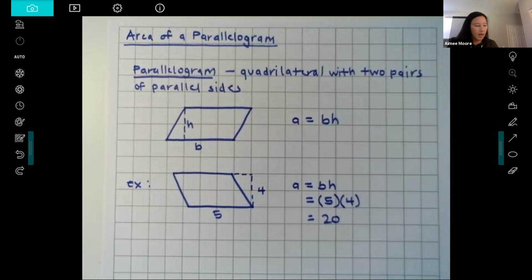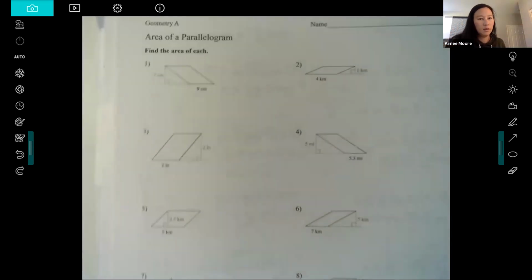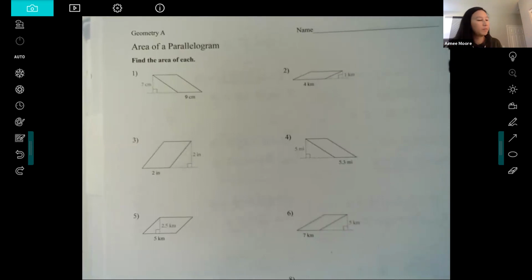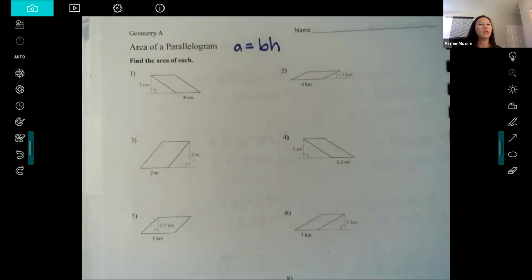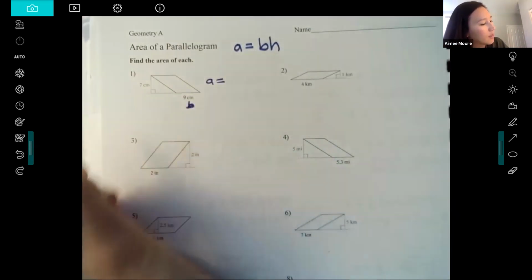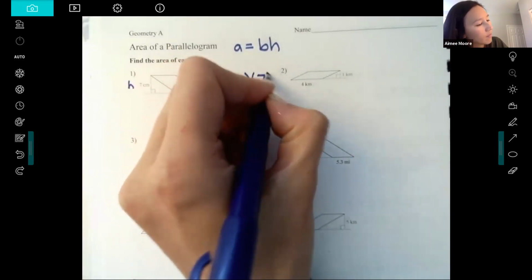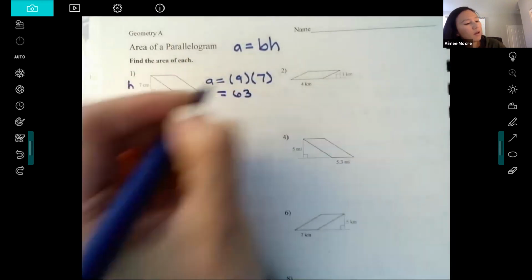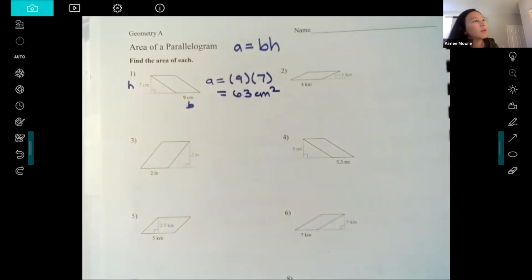So let's go ahead and look at your area of a parallelogram assignment in your workbook. So it's always helpful to just write the formula at the top. We said the area just equals the base times the height. So the area here, our base is 9, our height is 7. So we multiply 9 times 7, which is 63. And since we're doing area, we're multiplying centimeters times centimeters, which is centimeters squared.